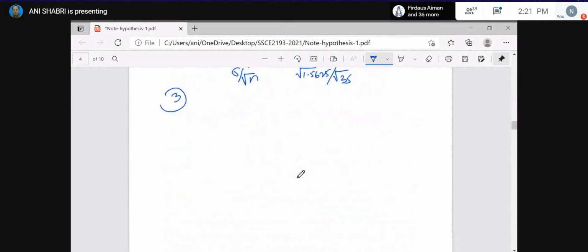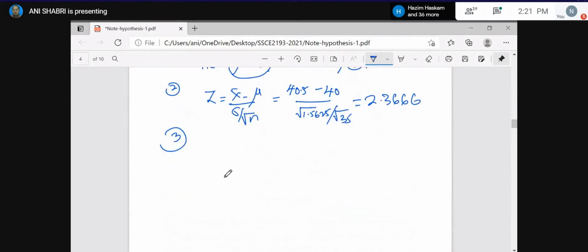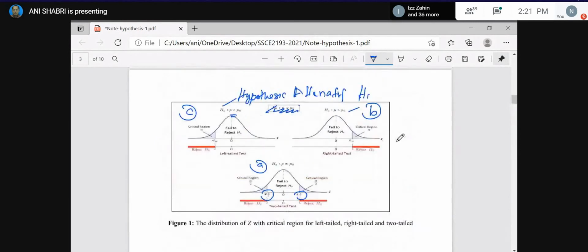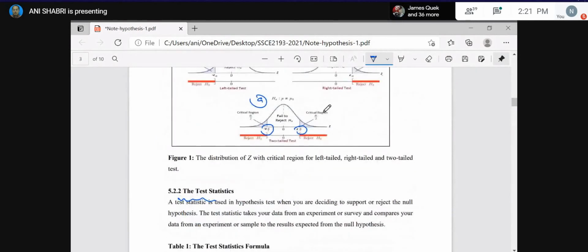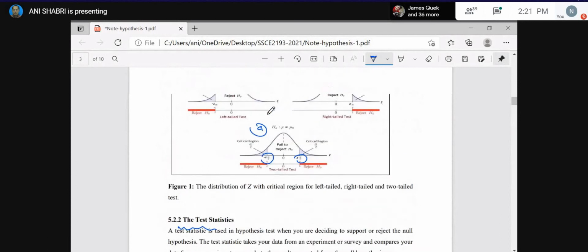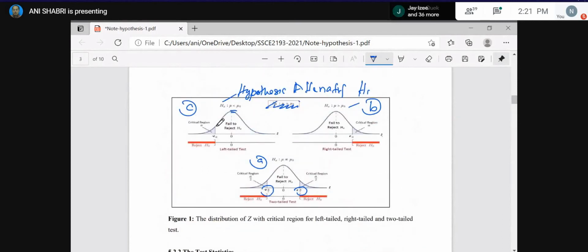We add the plot. Take the graph for number A. If you see this one, alpha must be divided by 2. For number C, no need; this one is just alpha, just Z alpha. Number B is the same.